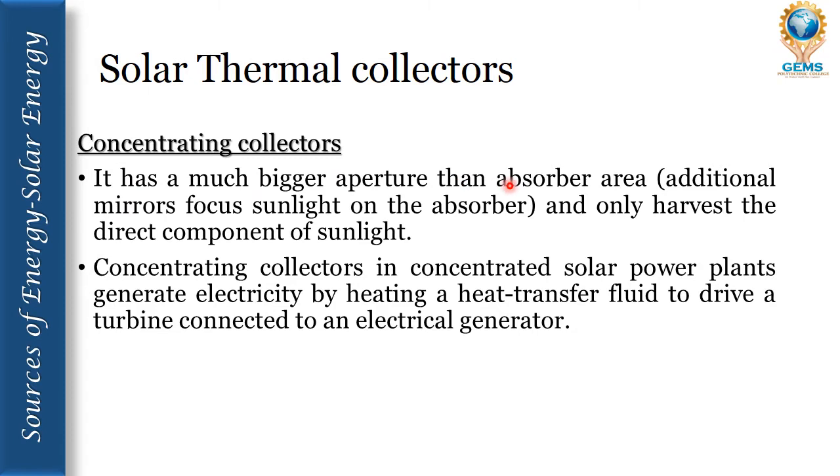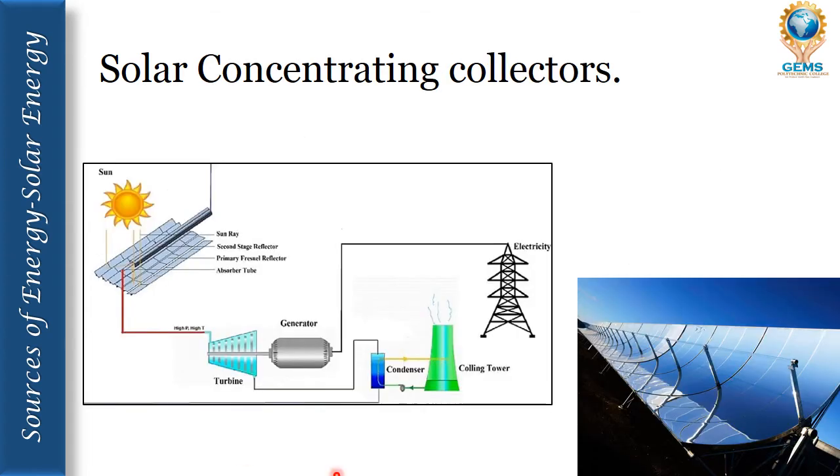It has a much bigger aperture than absorber area, that is, additional mirrors focus sunlight on the absorber, and it only harvests the direct component of sunlight. Concentrating collectors in concentrated solar power plants generate electricity by heating a heat transfer fluid to drive a turbine connected to an electric generator. So this is how the layout of the concentrating collectors looks like.